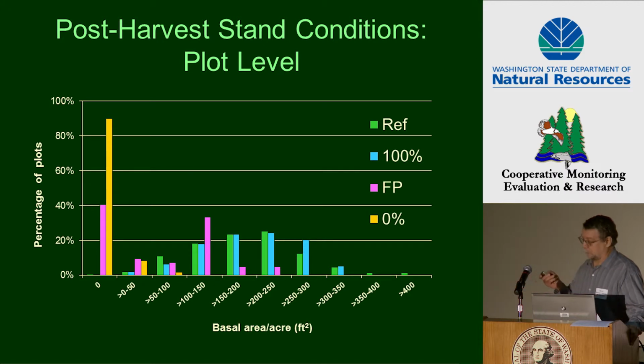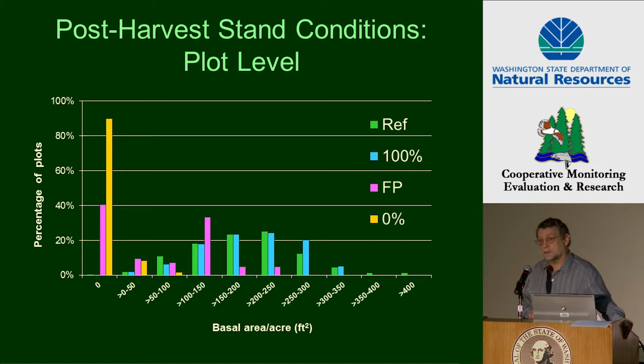And this treatment represents the current rules. And remember, it's a partial buffering strategy, so you can see that 40% of the plots were clear-cut. And remember, all these clear-cut plots will be replanted under the rules. But then for the buffered plots, there's a peak there at about 100 to 150 square feet of basal area, and then some small tails going off in both directions.